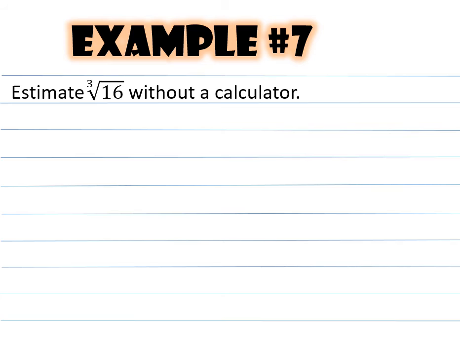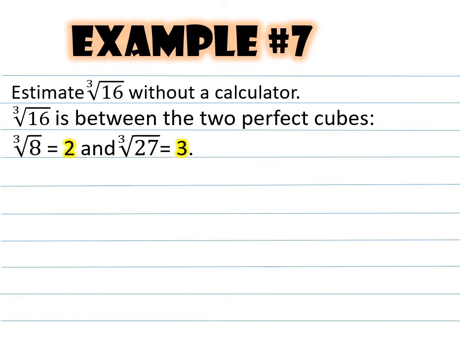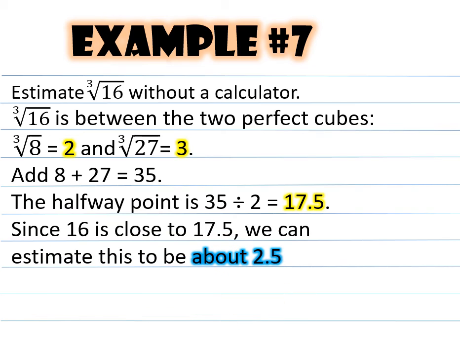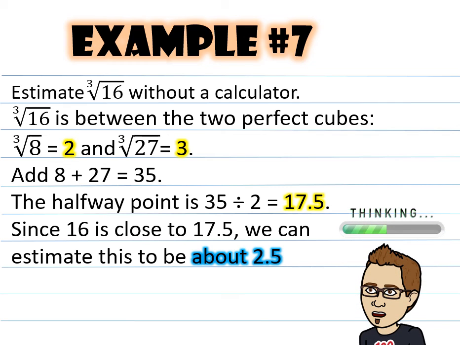Example number 7, estimate the cube root of 16 without a calculator. The cube root of 16 is between two perfect cubes. The cube root of 8 is exactly 2, and the cube root of 27 is exactly 3, so it's somewhere between 2 and 3. If you add 8 and 27 together, you get 35. Cut that in half, you get 17.5. Since 16 is very close to 17.5, we can estimate our answer to be approximately 2.5. Makes you think.